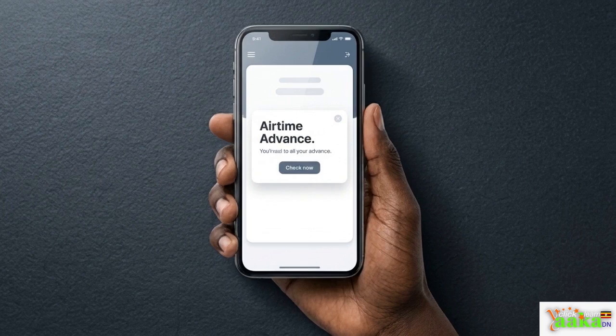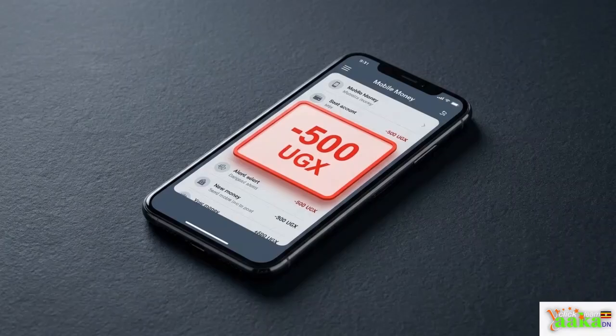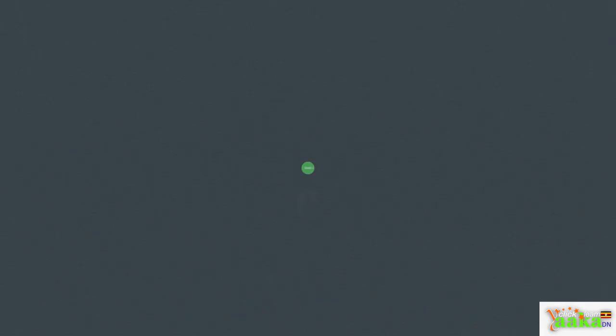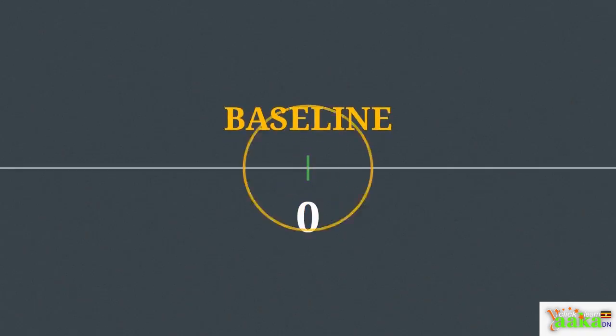You check your phone after borrowing airtime, and there it is, a balance of minus 500 shillings. The screen says you have less than zero. To understand how less than zero works, we have to start at the baseline.